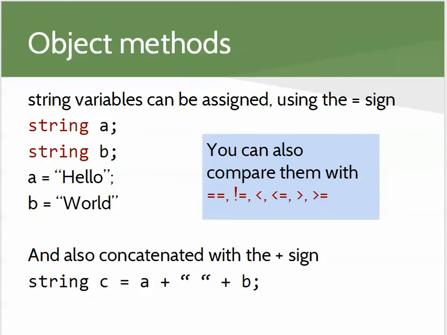String variables, not all classes, but strings, can use the equal sign operator, and we can also use the double equal sign to compare, less than, greater than, compare them in terms of where they are in a dictionary. So I can create a string A, string B. I can assign them with the assignment operator.